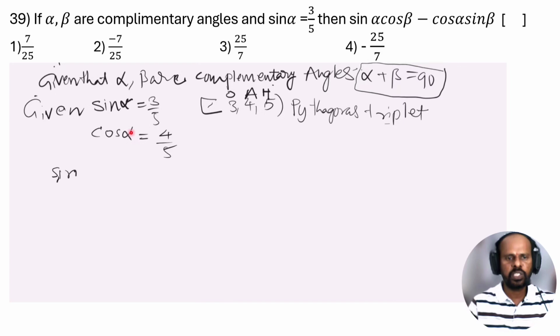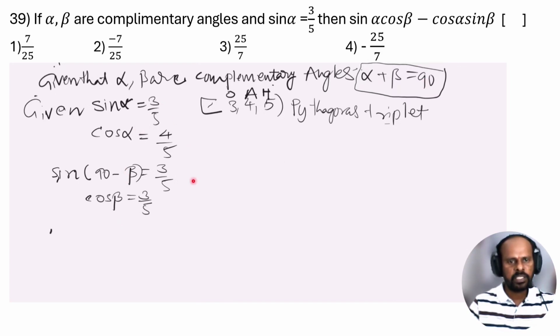Now we have to find sin beta. Alpha equal to 90 minus beta, you can write by using this condition. Observe it, first term: sin of 90 minus theta is cos theta, so cos beta is 3 by 5. In the same way, the second term: cos alpha equal to cos of 90 minus beta. Cos of 90 minus theta is sin theta, so sin beta equal to 4 by 5.